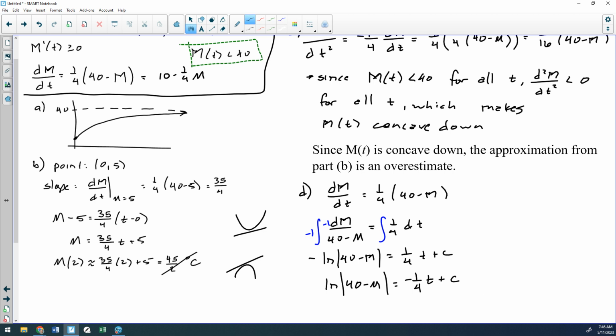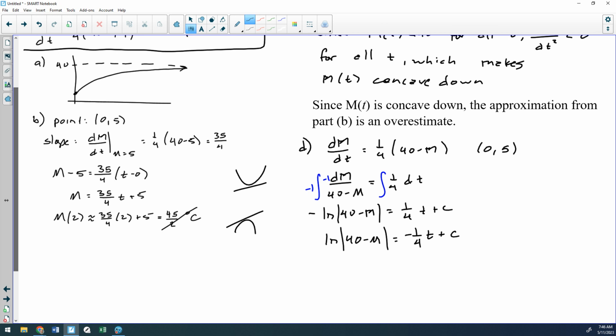plus c. Now I'm trying to decide, should I solve for c or should I solve for m first? I have the initial condition when t is 0, m is 5. I'm going to go ahead and solve for m. So I'm going to make both sides exponents on e. And as I do this, I'm going to say that 40 minus m is A e to the negative 1/4 t.